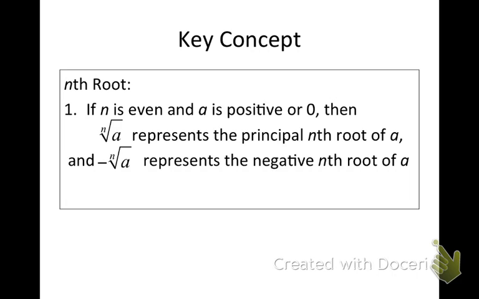Okay, so if n is even, then A needs to be a positive number or it needs to be 0. You can have a negative in front of an even root. We just can't have a negative underneath. Does everybody have this written down?